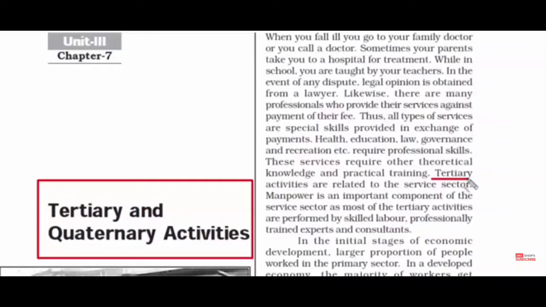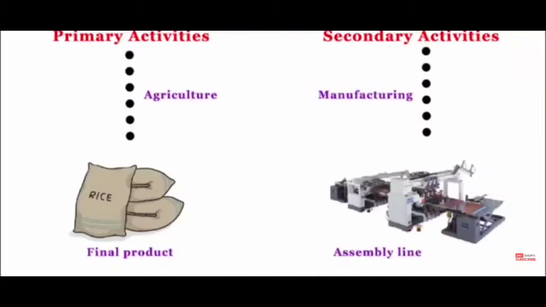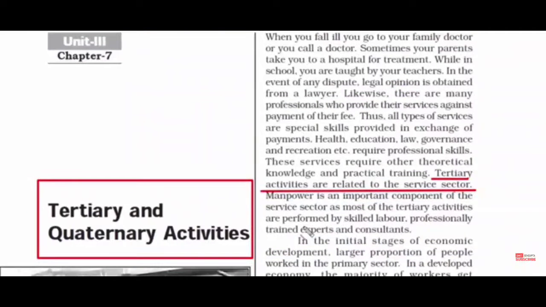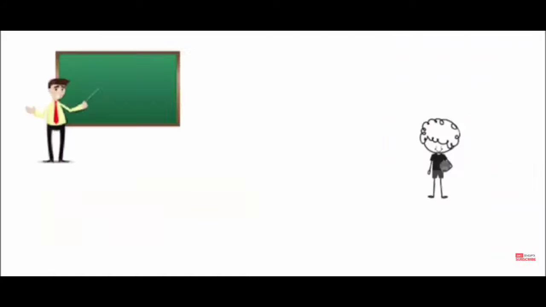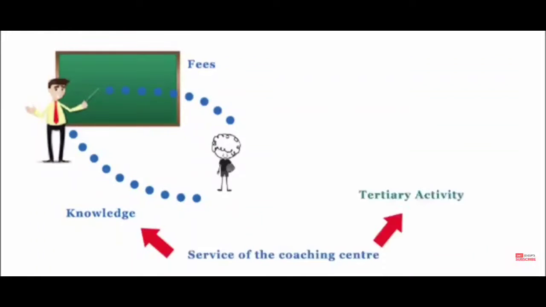Tertiary activities are related to the service sector. What do we mean by that? In primary and secondary activities, you will notice there is a product that is created and then it goes through a development phase before going into the market. In tertiary, what happens is you have services rather than a product. For example, you go to tuition, you pay fees in return of knowledge. Hence the knowledge that you're getting is the service of that coaching center, and that makes it a tertiary activity.